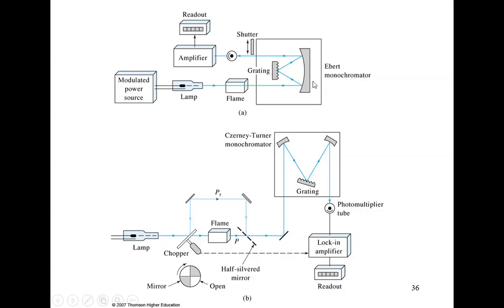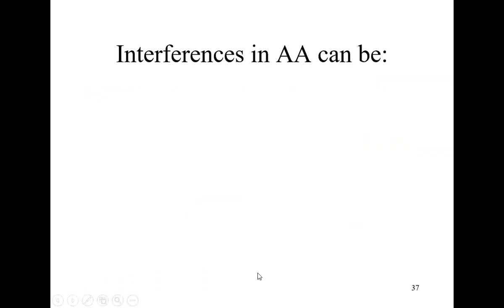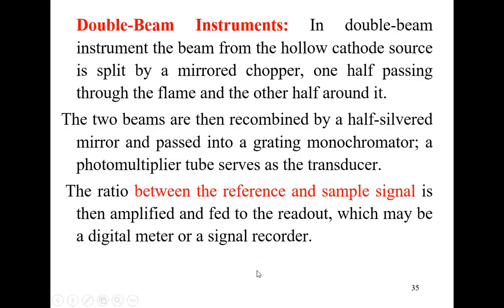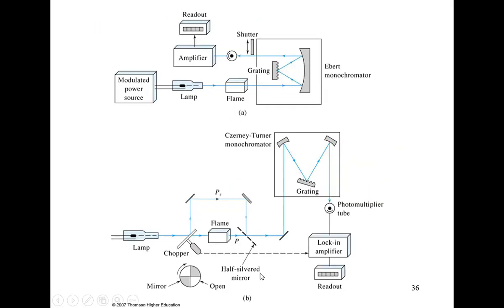What is lacking in this instrument here? Notice there is only a lamp and a flame. There is no reference. The grating is already there, just like you see here, and you have a PMT in the readout as normal. So you have a double beam and a single beam spectrophotometer. Now, we know the advantages of a double beam spectrophotometer. Once I cover UV, I would emphasize this again.